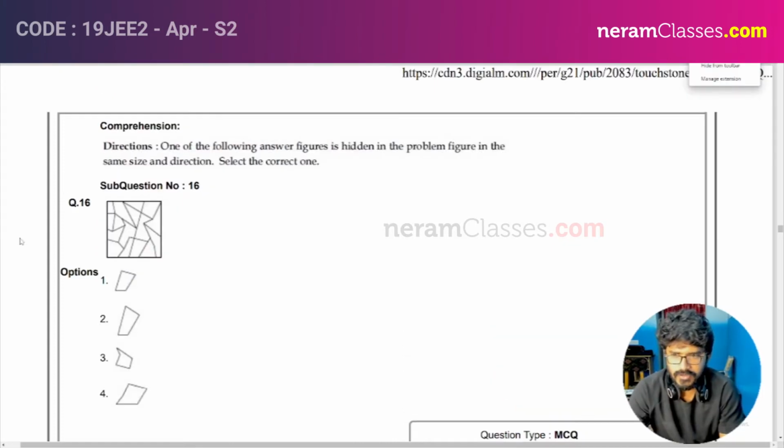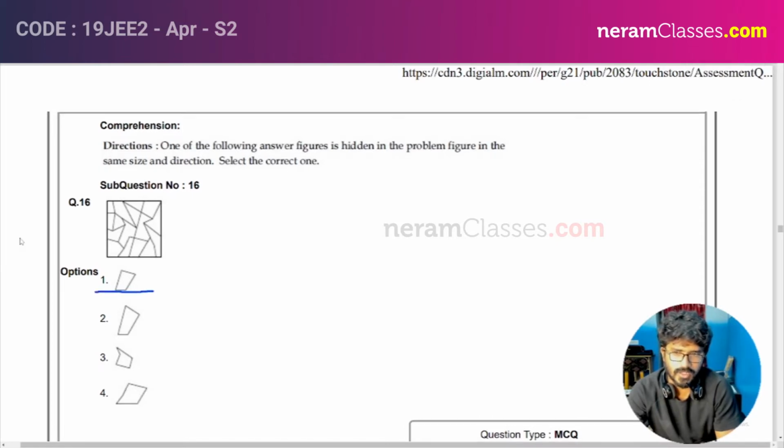Question number 16: we need to find out which among the following options is there inside this composition. First of all, for solving these types of questions, my suggestion would be to take some lines, like you can take this line. This is a horizontal line, and check for the horizontal parallel line, and check if the composition is attached above that line. So here the horizontal line is this line. Above this you can clearly find this shape. So option 1 is the right answer.